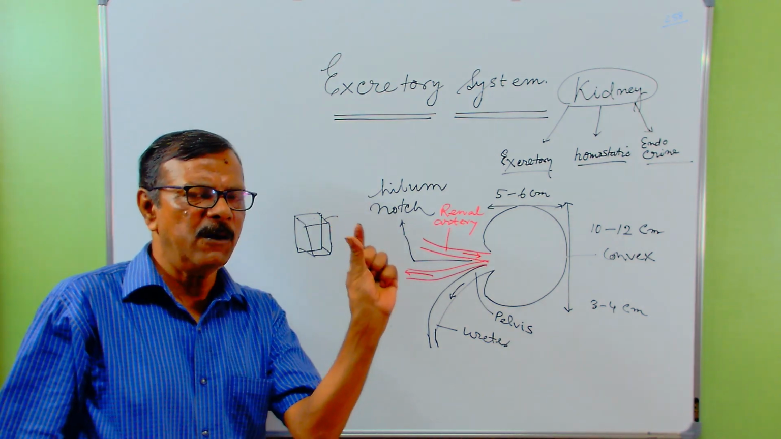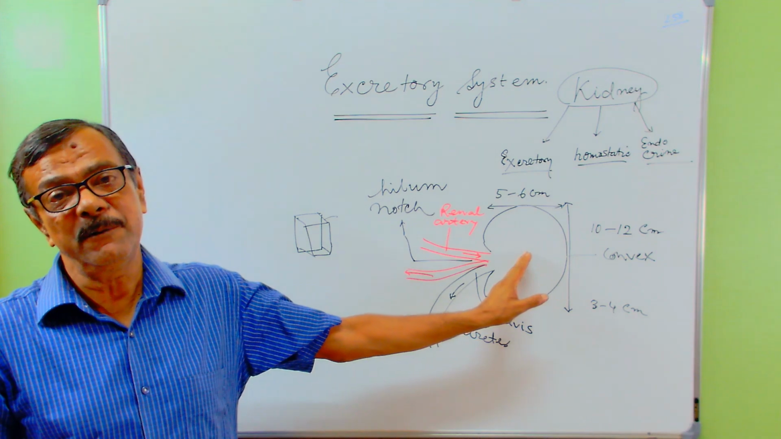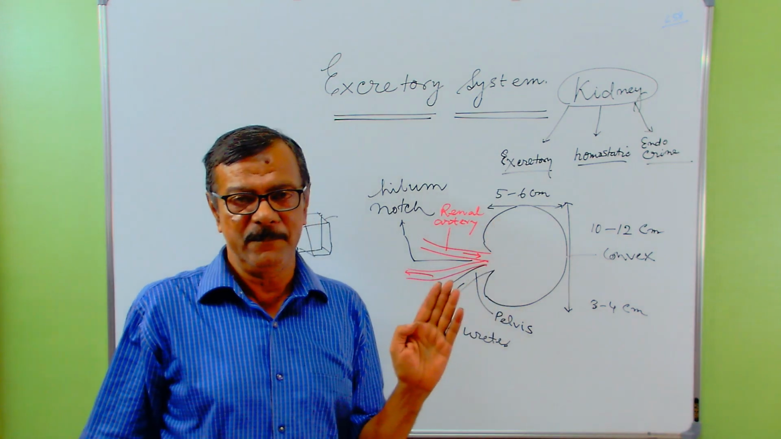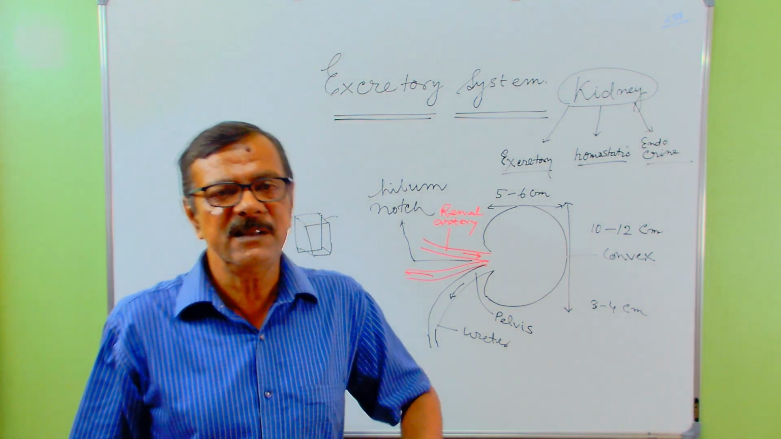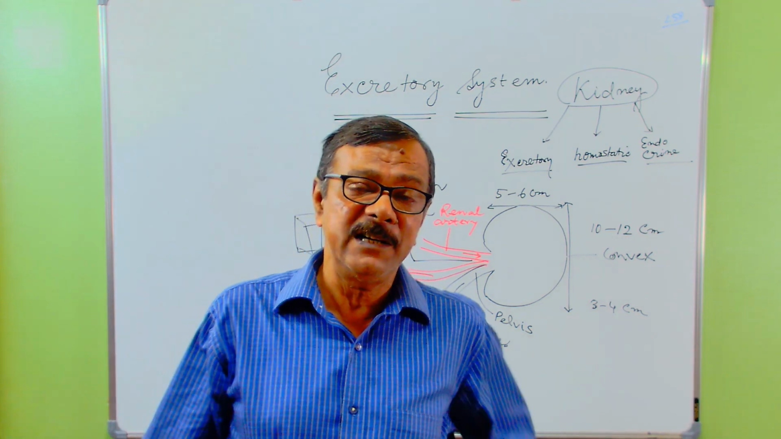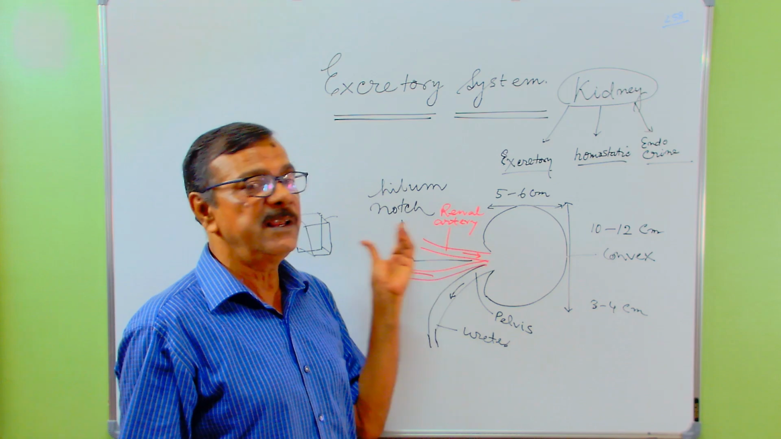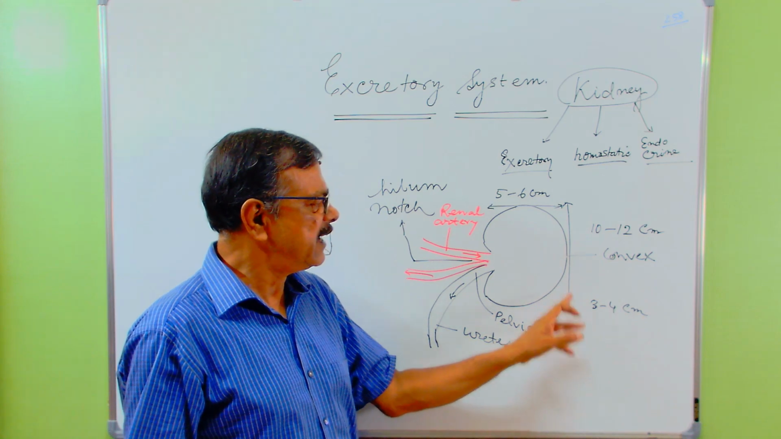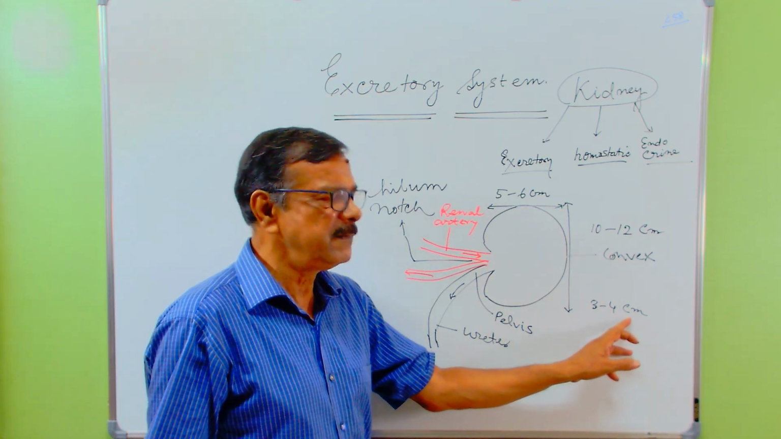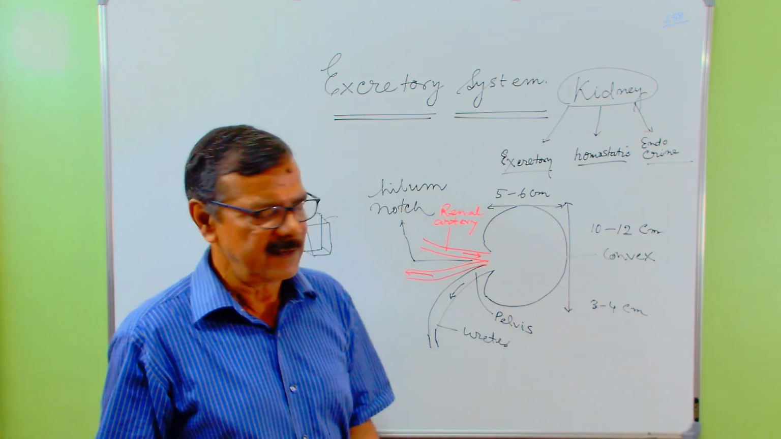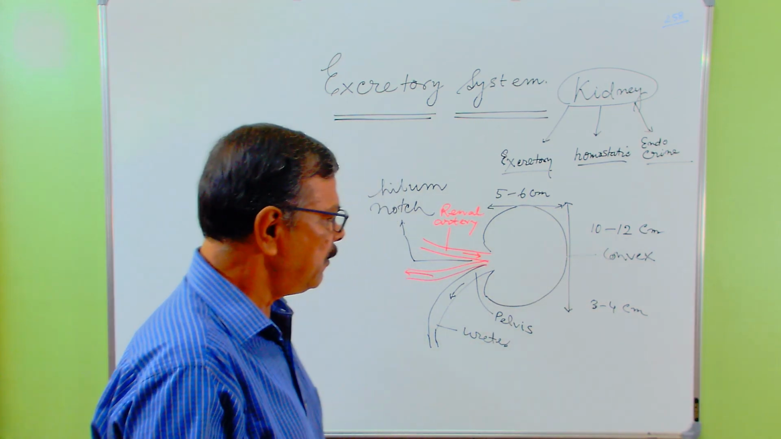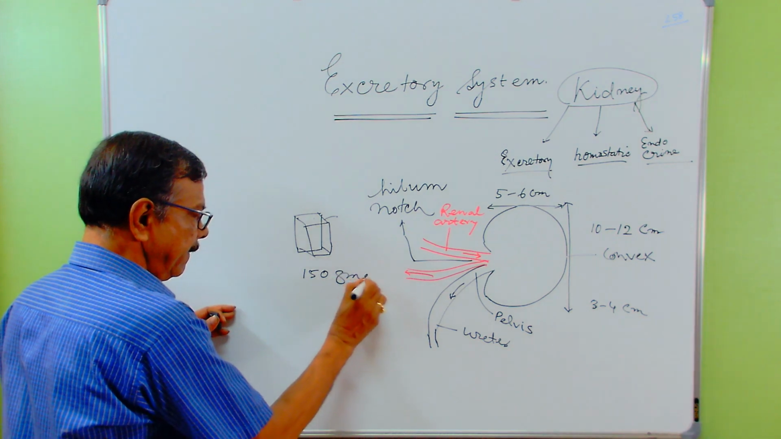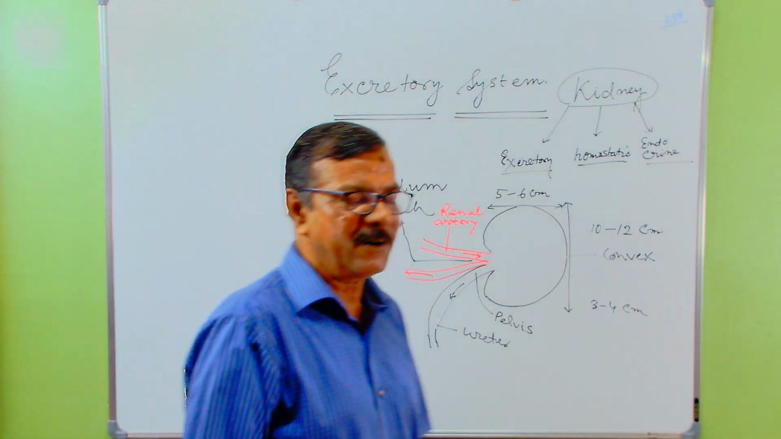They are two pear-shaped organs. Where are they situated? In the abdominal cavity, behind the vertebral column, not here, but on the back side. There are two kidneys, one on each side, with 10 to 12 centimeter length, 5 to 6 centimeter width and 3 to 4 centimeter thickness. Now, each weighs only about 150 grams, and it is performing the main excretory functions of our body.